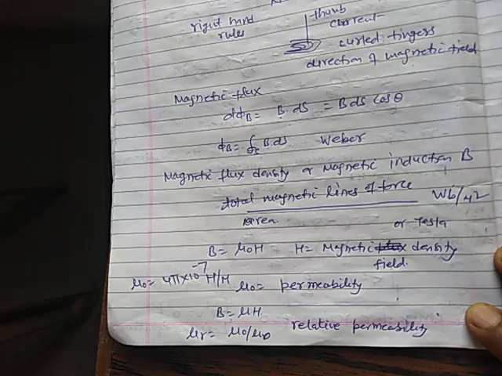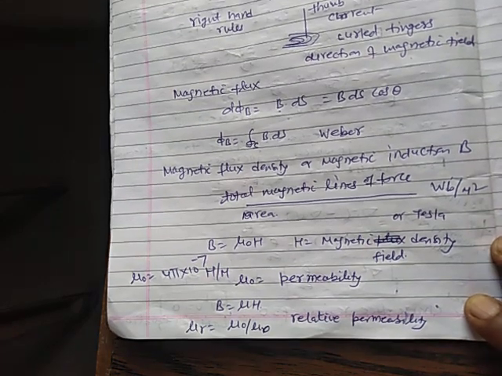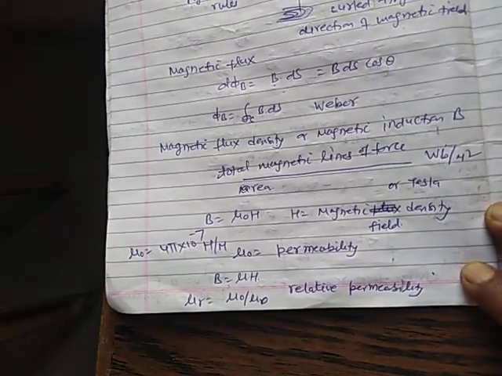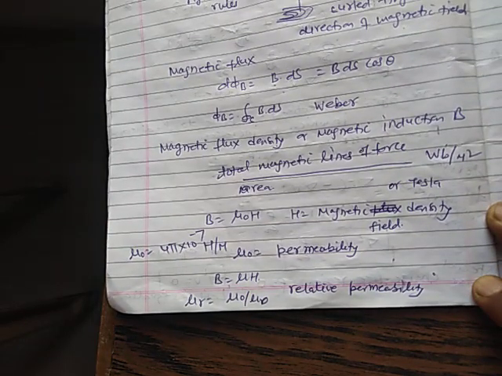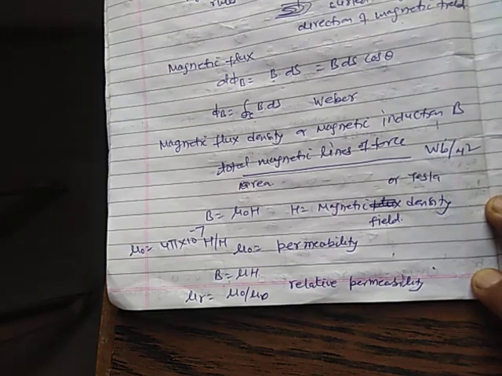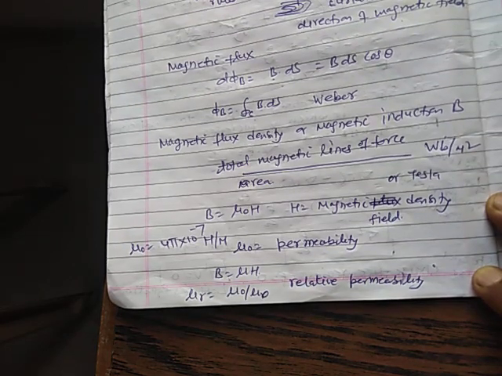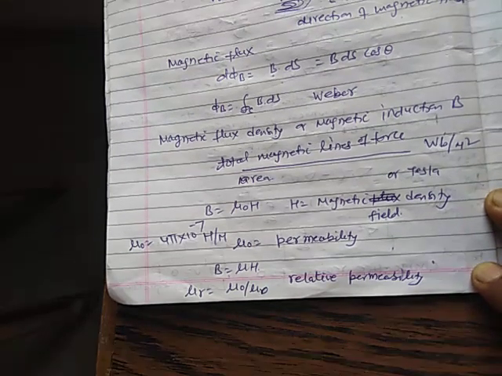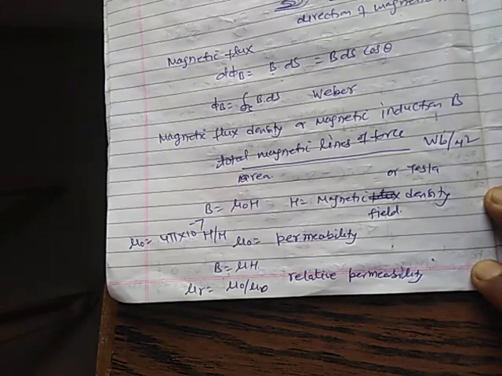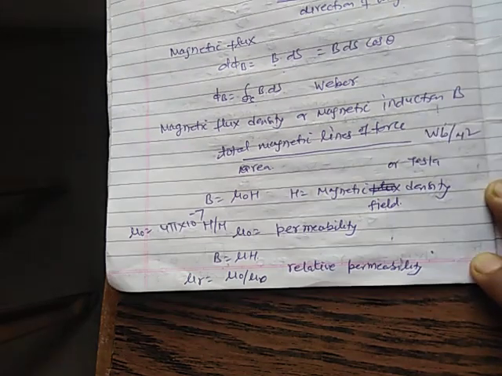So magnetic flux density or magnetic induction B is the total magnetic lines of force divided by area, that is Weber per meter square or Tesla, and we can write B is equal to mu 0 H, where H is the magnetic field intensity, and the value of mu 0 is 4 pi into 10 to the power minus 7 Henry per meter. Mu 0 is the permeability, or simply we can write B is equal to mu H if there is a medium. Then the relative permeability mu R is mu upon mu 0.